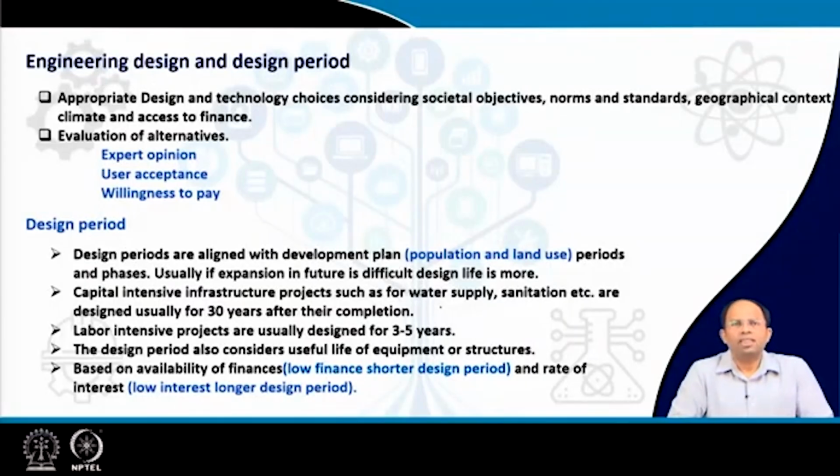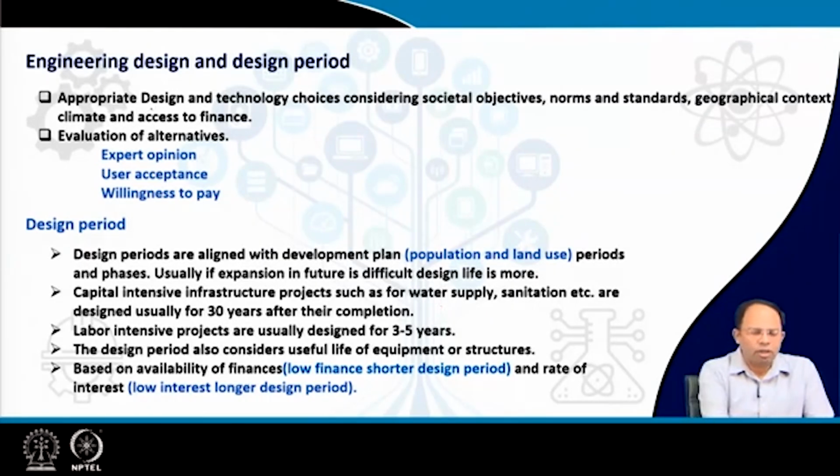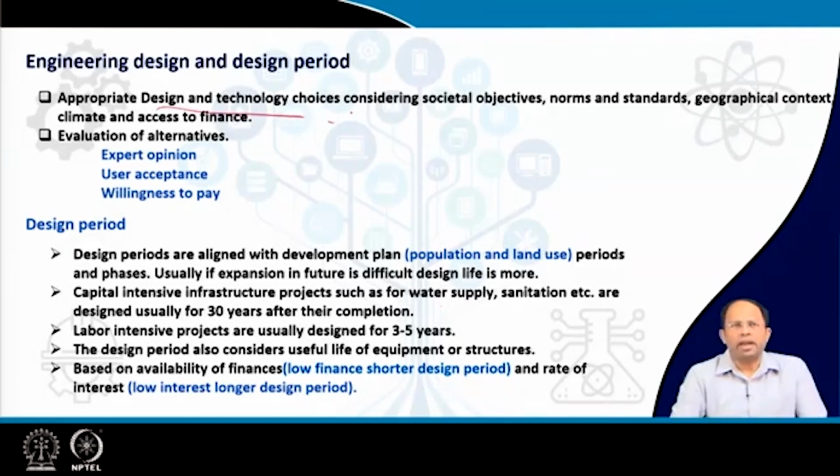Finally, coming to the last point for this lecture: along with the WTP or the acceptance level of a particular option, technology or service provision, we also need to consider the engineering design and the design period of that option. Appropriate design and technology choices have to be as per societal objectives, norms and standards, the geographical context, the climate of that area, and of course access to finance.